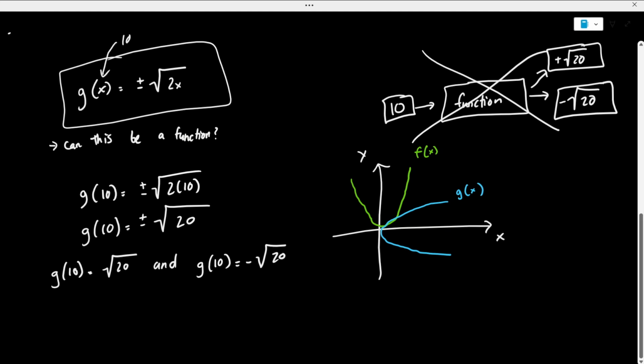Okay, so what I want you to tell me is, pause the video, see if f of x is a function or not, and if g of x is a function or not. Pause the video, try that out.